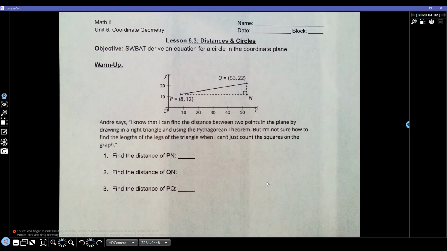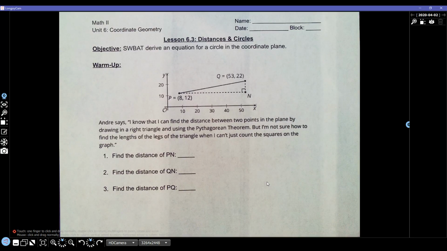Hello and welcome to Math 2, Unit 6. This is lesson 6.3, Distances and Circles. Today we are going to be deriving an equation for a circle in the coordinate plane. And this video is going to be focusing on our warm-up.